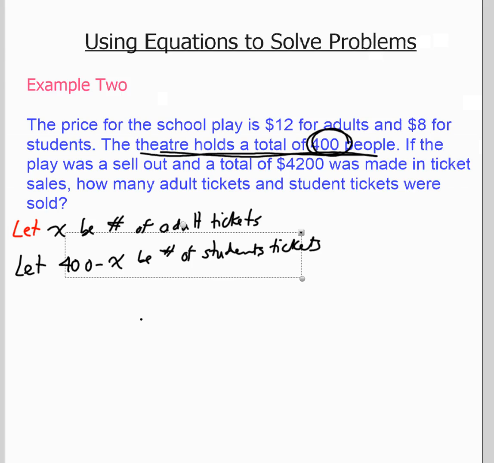This would be a little bit easier if it said 3 times as many student tickets as adults were sold. So there's our let statements. So now we're ready to make an equation.